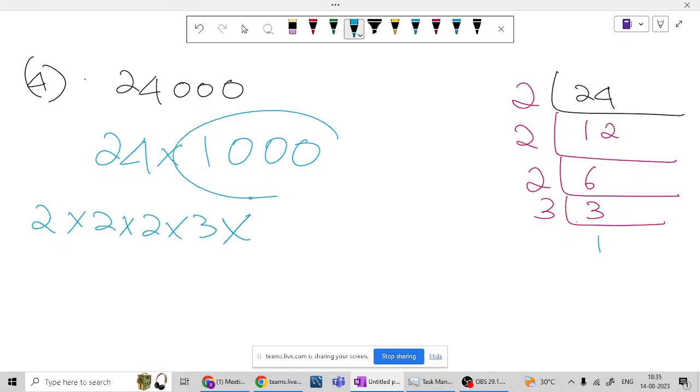And what's the factor of 1000? What's the direct answer for 1000? 10 cube, 10 into 10 into 10. What is 10 cube? 10 into 10 into 10.